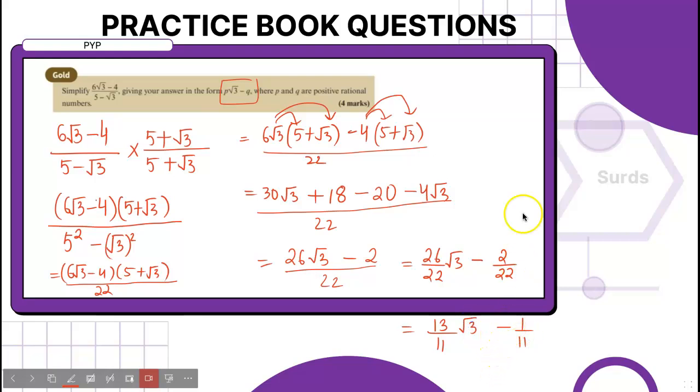Correct? So I think P is 13 over 11 and Q is 1 over 11. This is what the P and Q is, and they are positive rational numbers. Yes, they are. This minus is actually present there as well, no? Okay. Hope this makes sense and helps us get 4 marks.